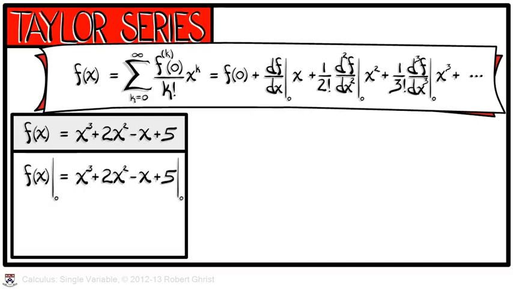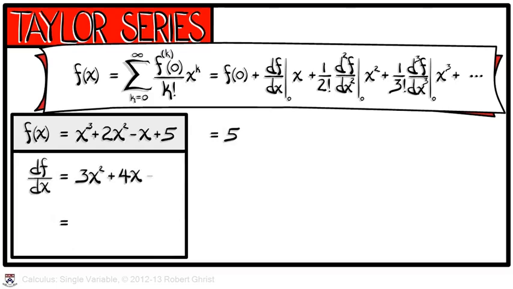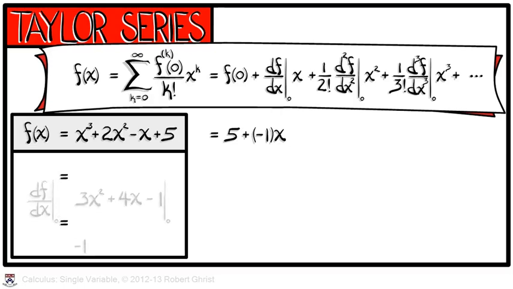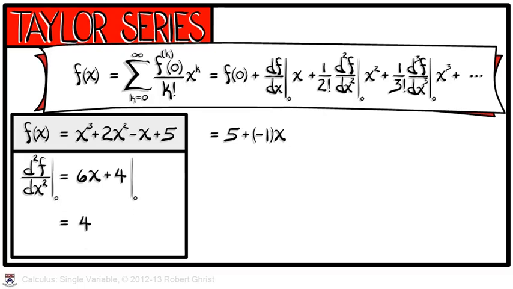If we evaluate this function at 0, we obtain the first term in the series, namely 5. If we take the first derivative of this function, what do we get? Well, 3x squared plus 4x minus 1. Evaluating this at 0 gives us what? Well, that gives us negative 1. Therefore, the next term in the series expansion is negative 1 times x. Continuing, if we take the second derivative of this function, we will obtain 6x plus 4. Evaluating this at 0 gives us simply 4.